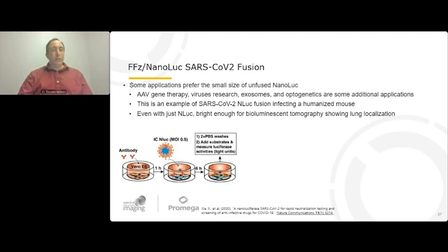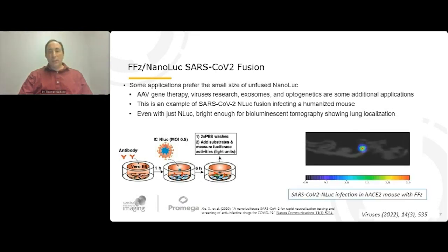Another example of using NanoLuc for in vivo imaging here is with tracking the infection of a SARS-CoV-2 virus. This was done both initially in cells that express the receptor for SARS-CoV-2 that had been engineered in. So the virus was made with a NanoLuc fusion. In this case, because viruses are quite sensitive to the size of the fusion, unfused NanoLuc, there was no fluorescent energy acceptor here. This is just unfused NanoLuc on the virus. And they could see that if they added the virus to the cells and they had an incubation time, then when they added the substrate to the cells, they saw a bright signal indicating that the cells had been infected with the virus and it was producing NanoLuc.